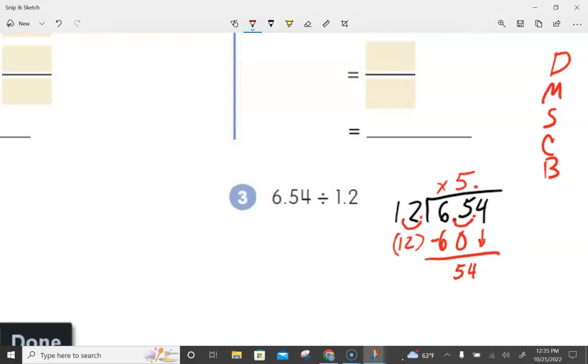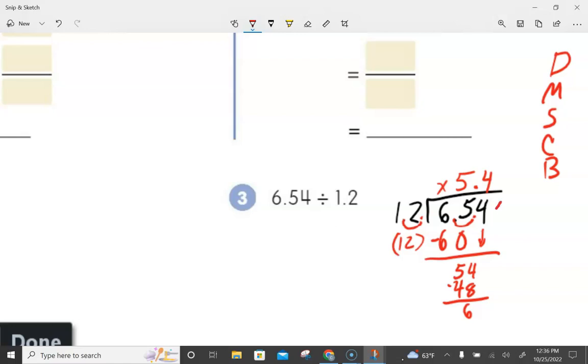Okay, for 54. Now, my next step is I bring down and I keep going all the way back up to dividing. Now 12 into 54 is going to go 4 times. 4 times 12 is 48. And then we have 6 for the remainder. Now something you cannot have with decimals is a remainder. You have to keep going until you get an even remainder.